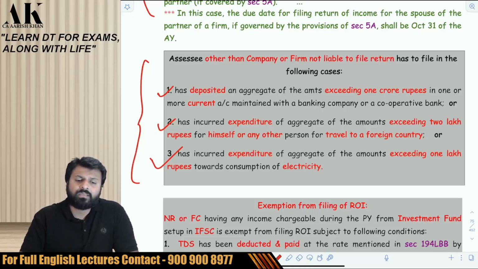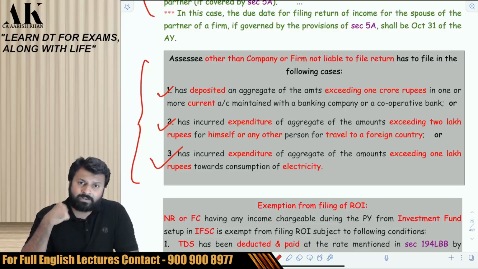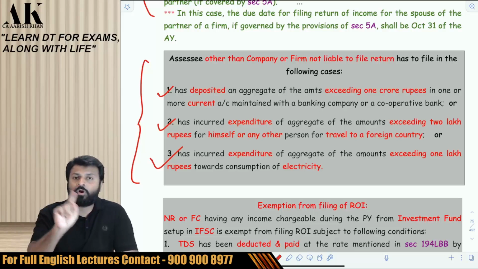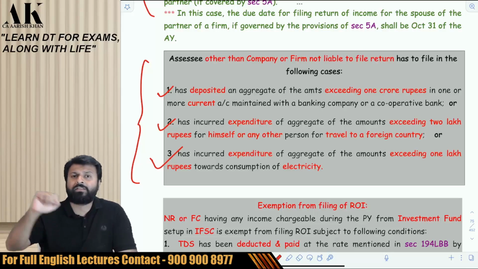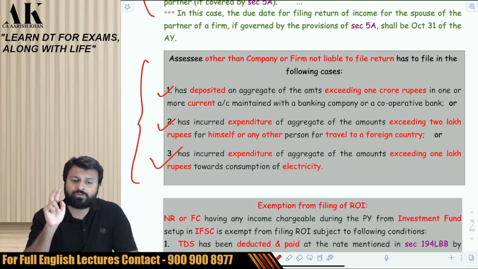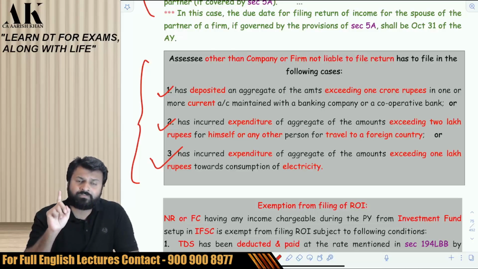First, if he has deposited more than 1 crore rupees in a current account of a bank or cooperative bank, he has to file the return. Second, if he has incurred expenditure of more than 2 lakh rupees for himself or for any other person for a foreign travel, not travel in India, but for a foreign travel. Or third, if he is incurring more than 1 lakh rupees for the purpose of consumption of electricity, he is paying a bill of more than 1 lakh rupees for the electricity purpose, then he has to file the return.